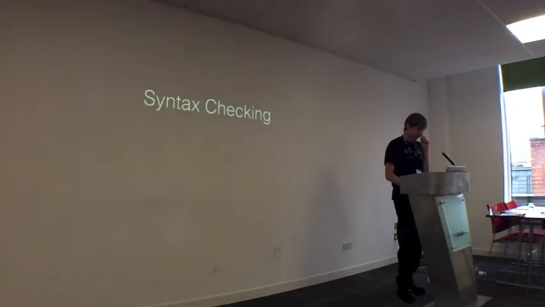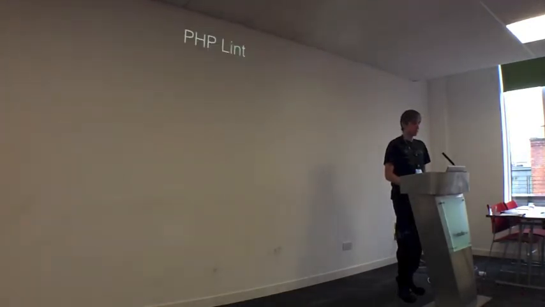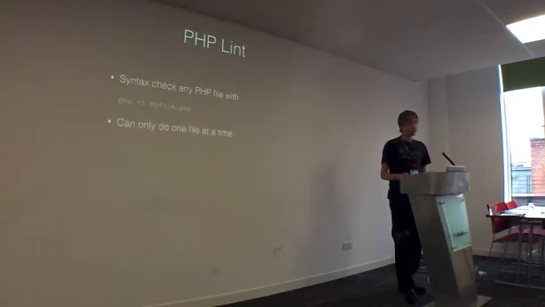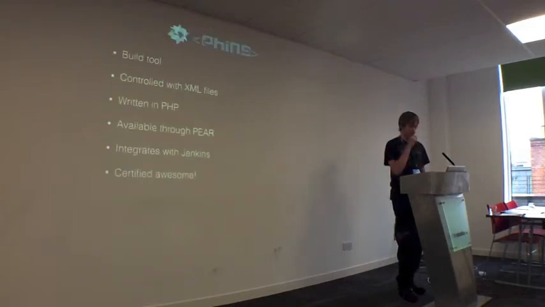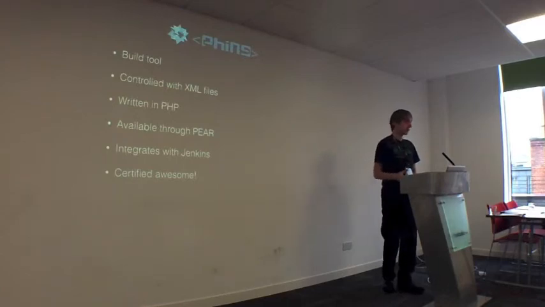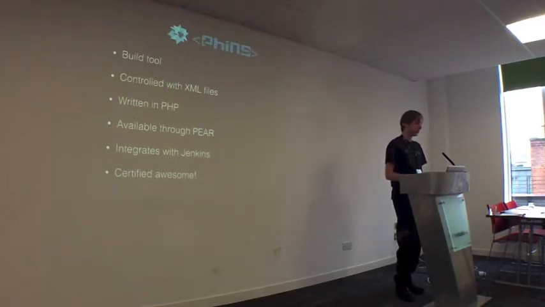So onto syntax checking. PHP lint is actually built into PHP. If you run php -l on a file, it'll tell you what's going on with the file. However, you can only do one file at a time. So checking an entire project is a bit difficult unless you create lots of scripts and pull things together. But there's a tool called Phing, which is a different build tool, a PHP build tool written in PHP that's controlled through XML files and integrates quite nicely with Jenkins itself.